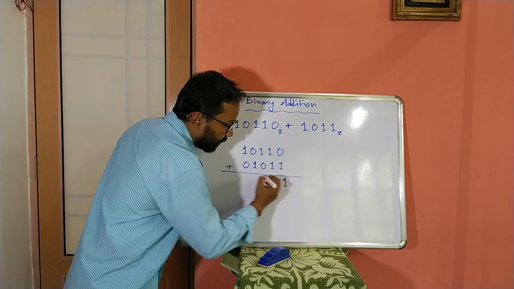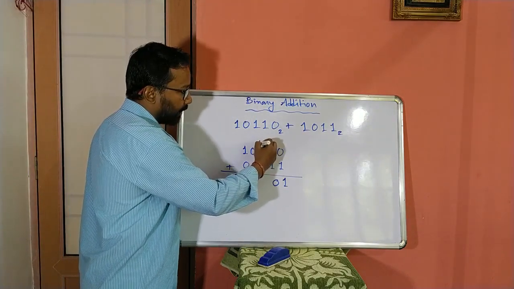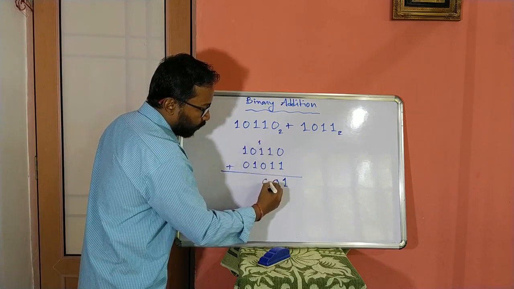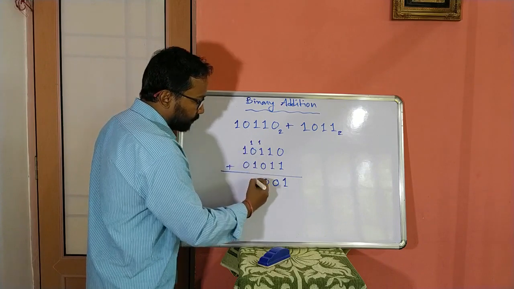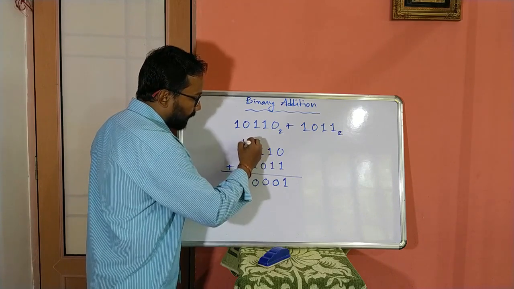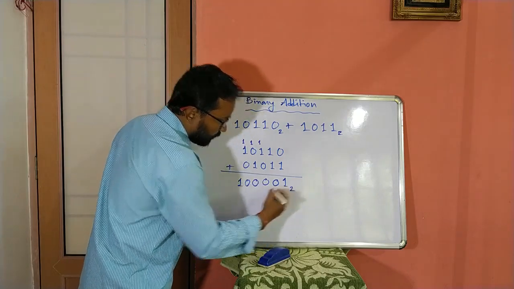So here result will be 0, and that 1 will carry over to the next higher column here. So 1 plus 1 is again 10. 1 will be carry over this side. So that 1 plus this one is again 0, 1 will carry this side. This one plus this one is 10. This is the answer.